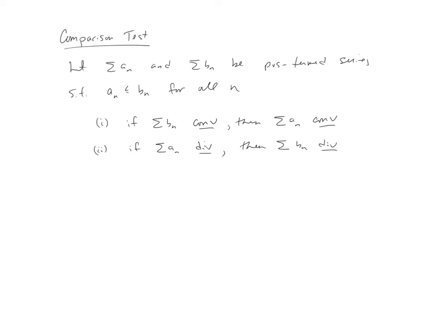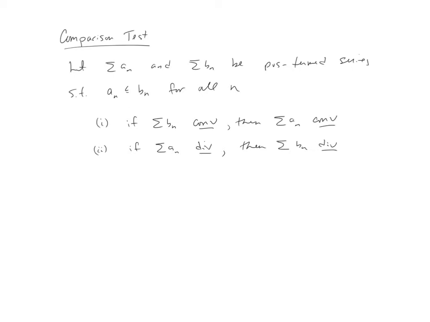All right, in this video, we're going to talk about the comparison tests. The first comparison test that we're going to talk about is up on the screen, and you can see that given an infinite series A sub n and B sub n being positive termed, such that A sub n is less than or equal to B sub n.